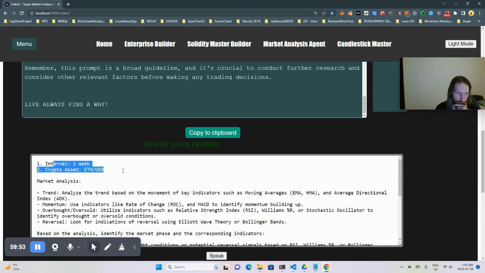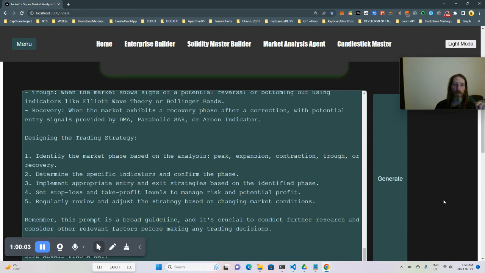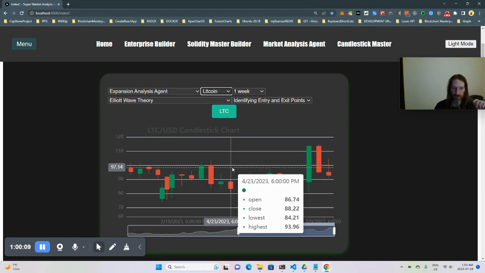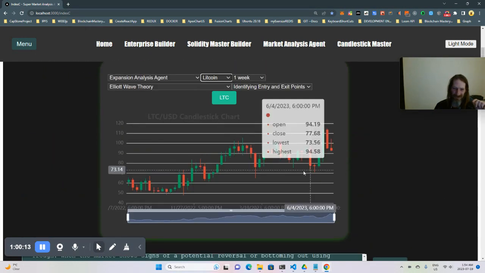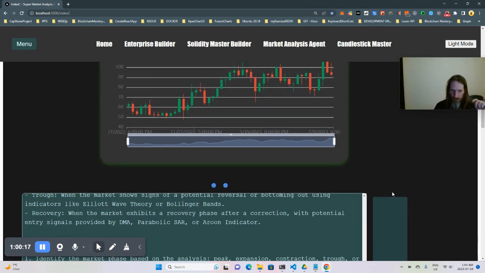Interval 1 week. And what I can do is, let's try changing this to LTC. And change that to LTC. Whoa. There we go. Just wanted to see a big, and boom, it's gone.